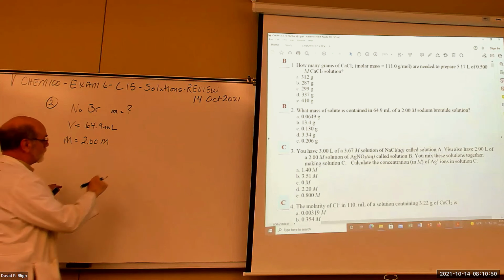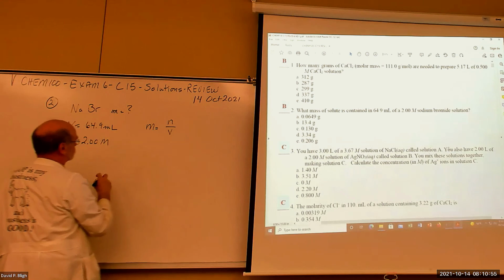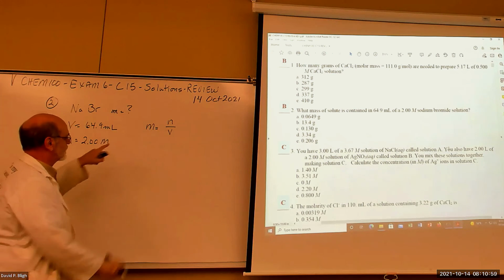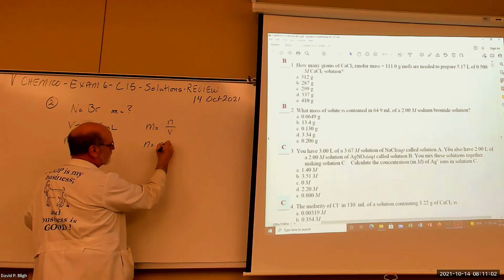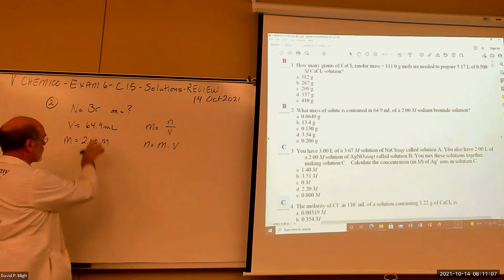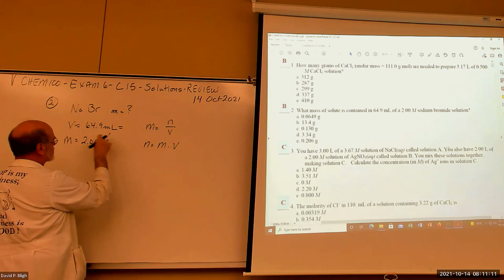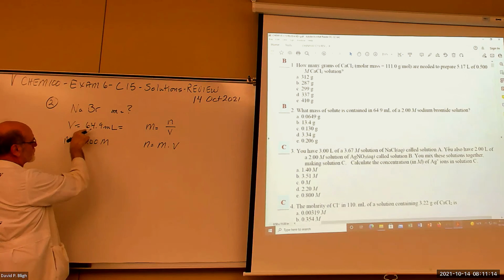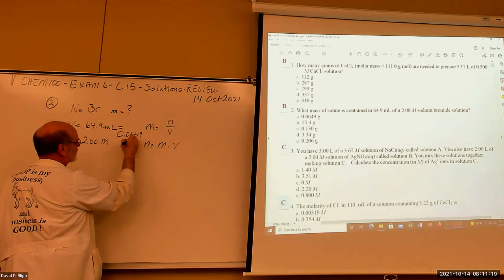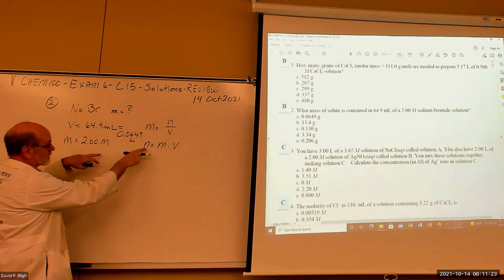All right, so we'll go back to our formula. Molarity equals moles per unit volume. We need to know moles in order to determine mass. So solving for moles, we get molarity times volume. The volume has to be in liters, so we got to convert this to liters. That in liters is 3 positions to the left, 1, 2, 3. So that's 0.0649 liters. Now we have the information we need to get to moles.